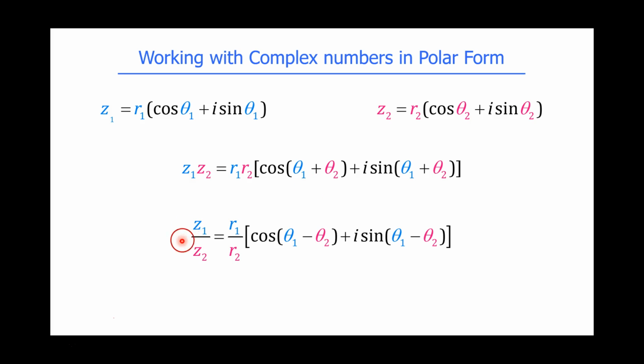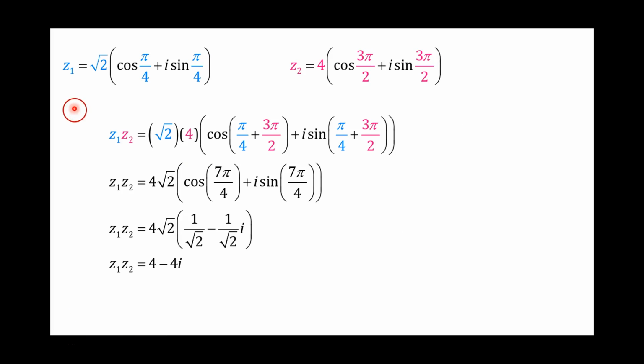And then to divide complex numbers in this form, you simply divide the two moduli and subtract the two angles. Now it's always a nice idea to put the bigger angle first if you can, because that avoids the whole problem of having negative angles. Okay, so here's a simple example.